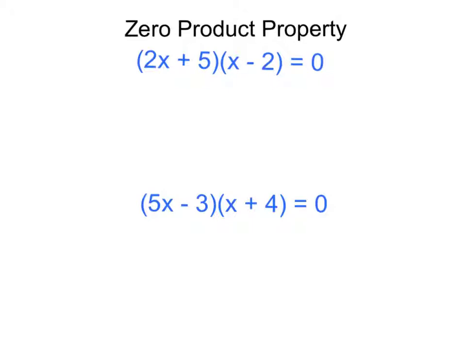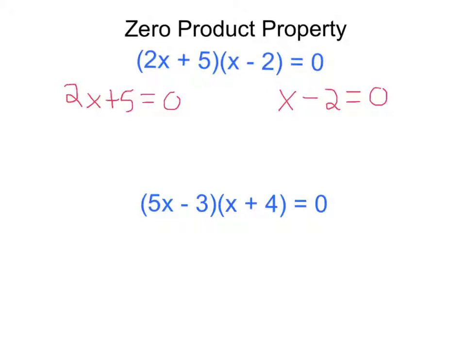Here are two examples in which we can use the zero product property to solve for x. So for the first one, 2x plus 5 times x minus 2 equals 0. So for that to be true, that means that either the first binomial 2x plus 5 has to be equal to 0, or the second binomial x minus 2 equals 0. And now we just have to solve for x in both cases, using inverse operations.